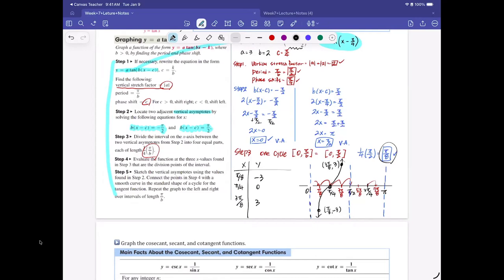Then of course, the next one is going to look the same, right? So this one is going to be 5 pi over 8 and -3. Because it's going to be the same, right? And then that one is going to be 7 pi over 8, comma 3.